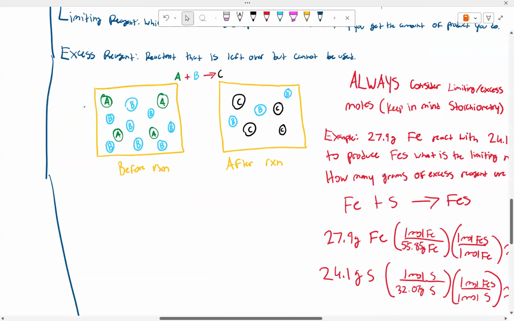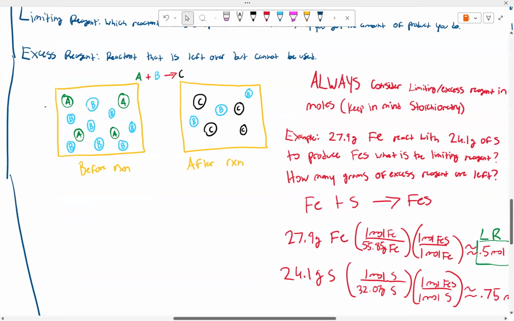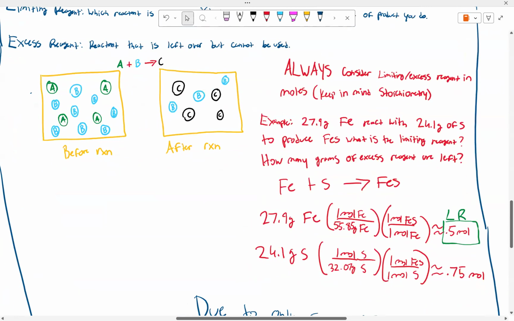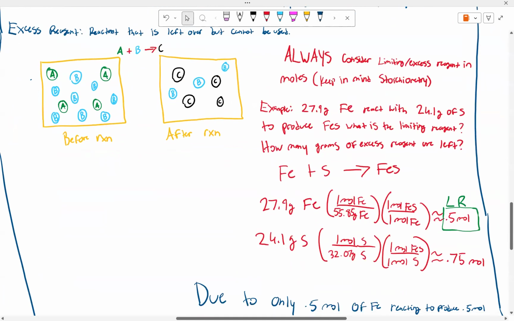So before the reaction, notice I have moles of A, moles of B, which is equal to C, the product. Whereas over here, I have my C, the product, but because A was the limiting reagent, it gets all used up, but not enough for B to get used up. So there's still going to be some excess, but it can't react with A, so it's just sitting there. But if you were to add more moles of A, then B would also get used up. So always consider the limiting and excess reagent in moles. Don't do grams, do moles. And try to keep in mind the stoichiometry as well.